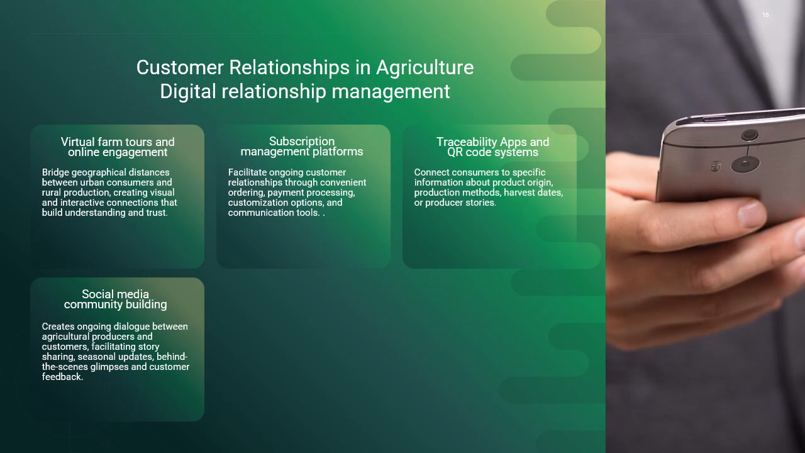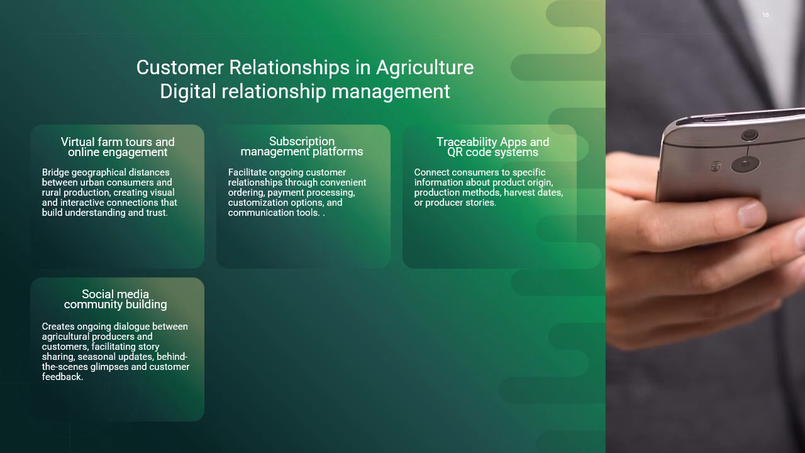Subscription management platforms facilitate ongoing customer relationships through convenient ordering, payment processing, customization options, and communication tools. A vegetable producer might implement an online subscription platform allowing customers to set preferences, adjust quantities, pause deliveries during vacations, and provide feedback on products. This technology enables efficient management of direct marketing relationships that would be administratively burdensome with manual systems.